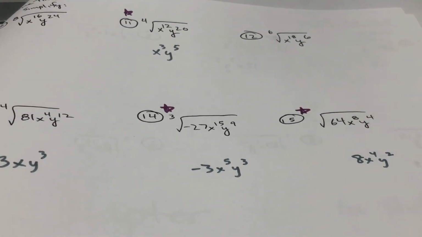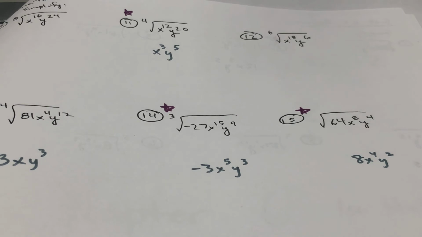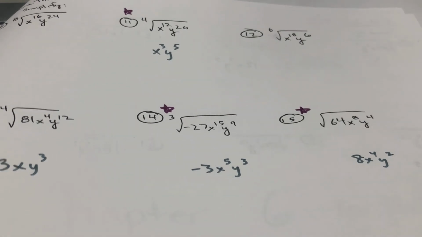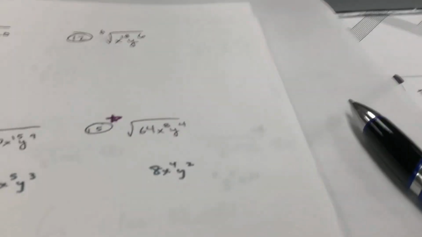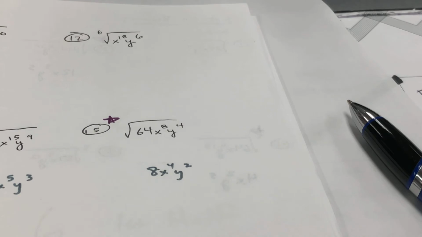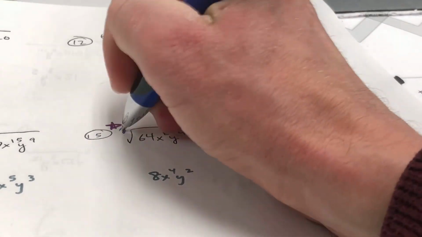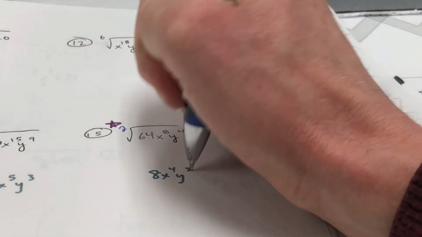The third root of negative 27, it's not imaginary, but it's negative 3. Negative 3 to the third is negative 27. 3 goes into 15 5 times. 3 goes into 9 3 times. The second root of 64 is 8. Again, put the imaginary 2 on the outside. 2 goes into 8 4 times. 2 goes into 4 twice.